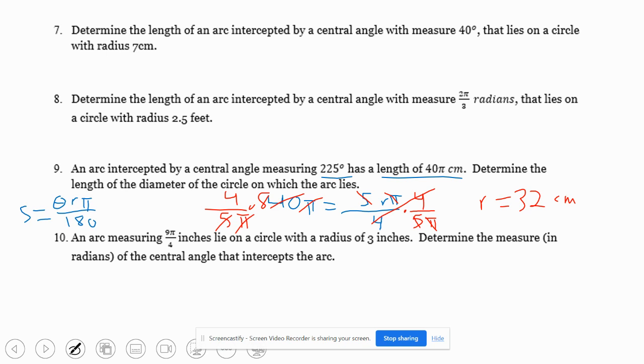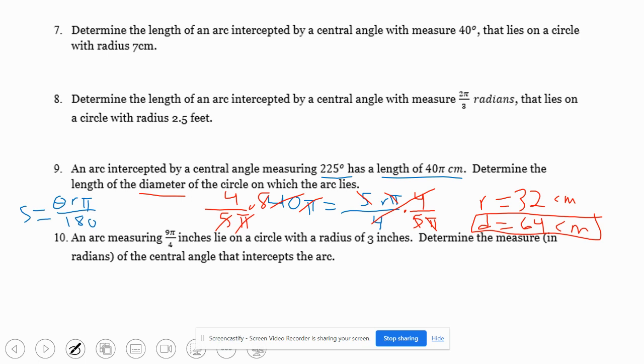Now, I have to be careful. I was asked for the diameter, not the radius. So then I'm going to just take this and multiply it by 2 so that I answer the question at hand. So that is how we would find this in a problem given degrees.